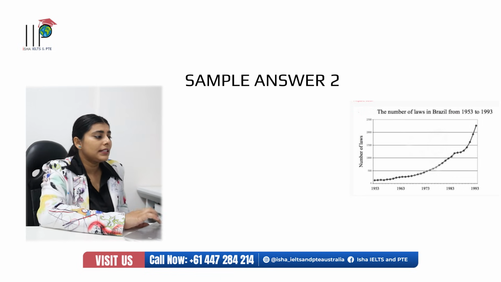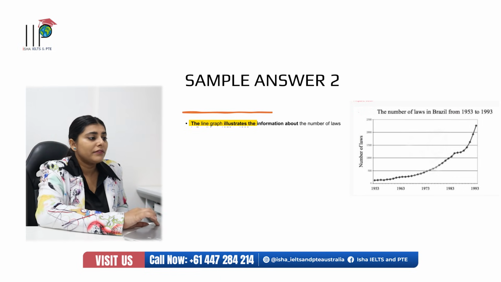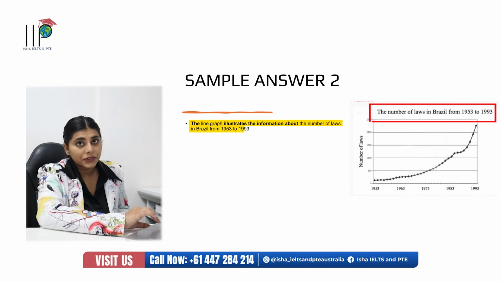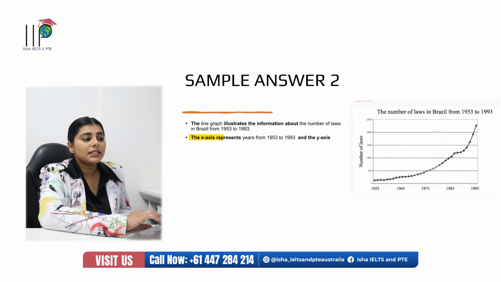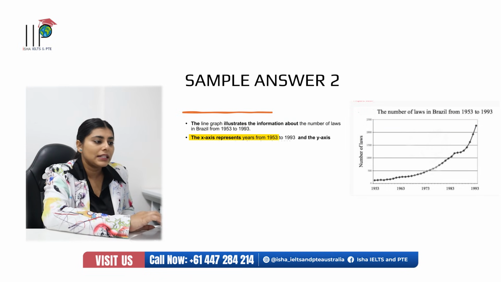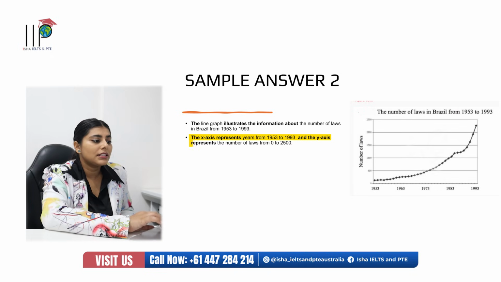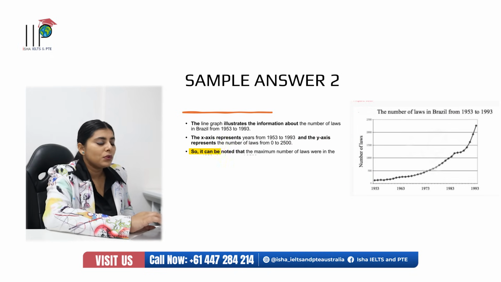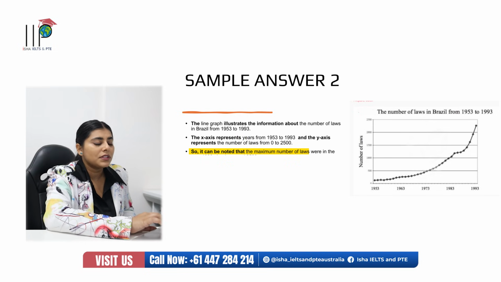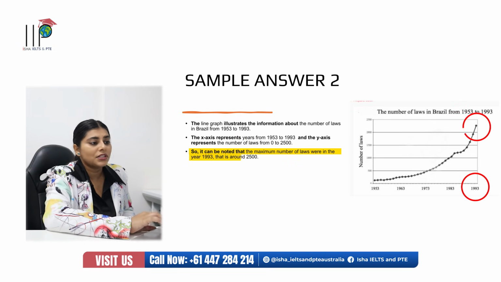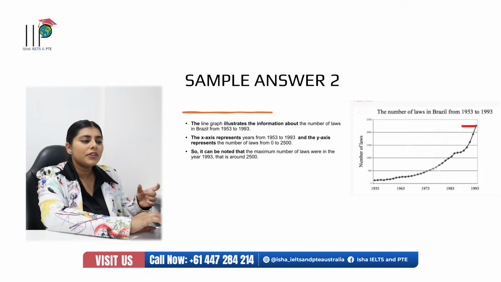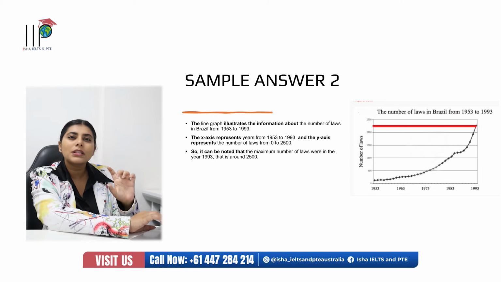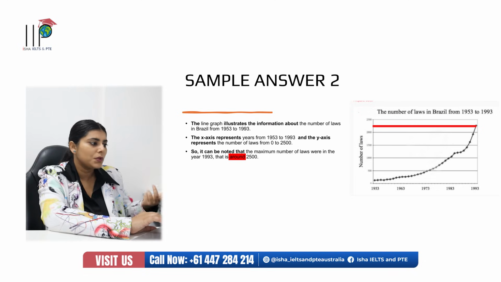So over here I can say the line graph illustrates the information about the number of laws in Brazil from 1953 to 1993. The x-axis represents the years from 1953 to 1993, and the y-axis represents the number of laws from 0 to 2500. So it can be noted that the maximum number of laws is in the year 1993, which is around 2500. Now over here, as you can see, it's not really 2500, but I've used the word approximately or around. It's up to you. You can use such words.